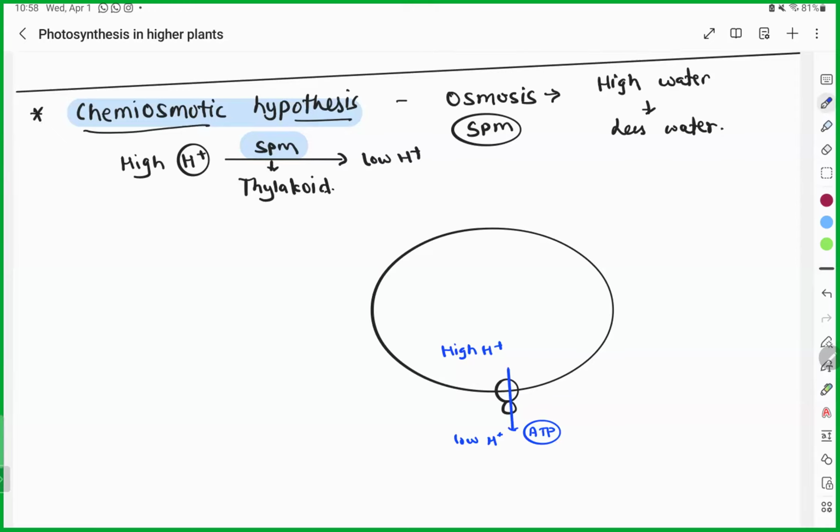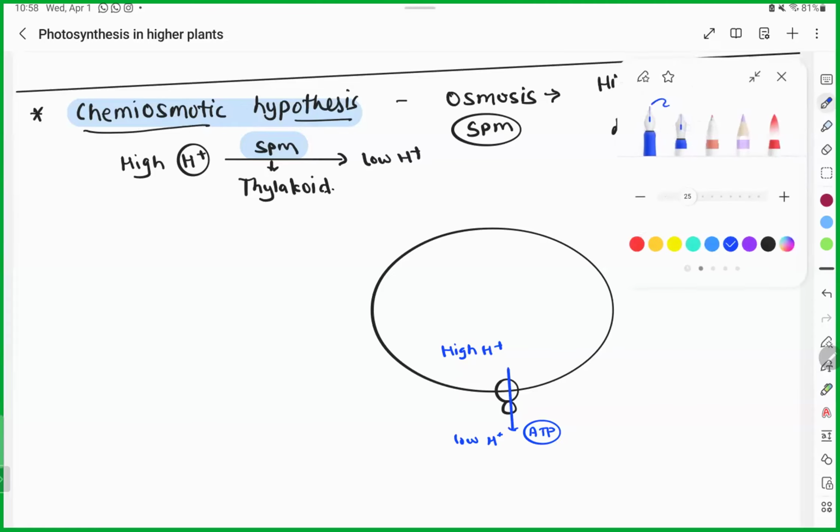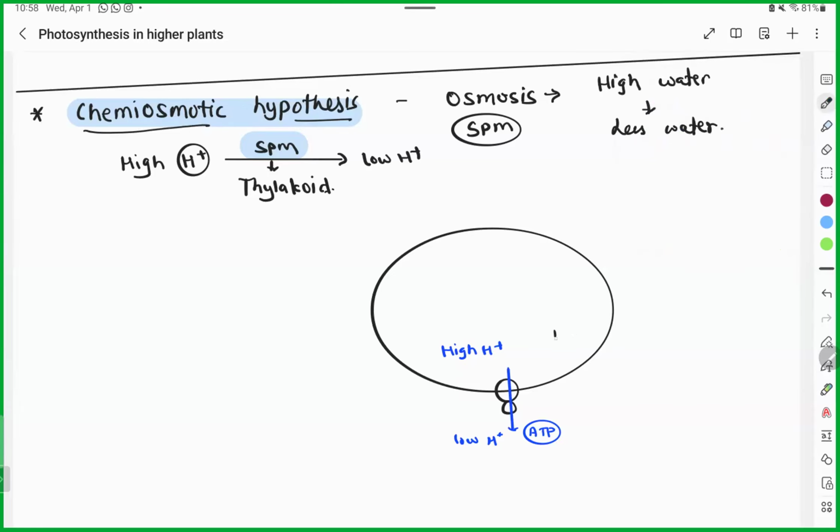We want to understand how we have to increase more number of hydrogen in the thylakoid lumen. I will write lumen only. Thylakoid lumen, and this is stroma. So the ultimate purpose is we have to increase more H positive inside the lumen, thylakoid lumen, and we have to decrease it in the stroma. What are the different methods for this?